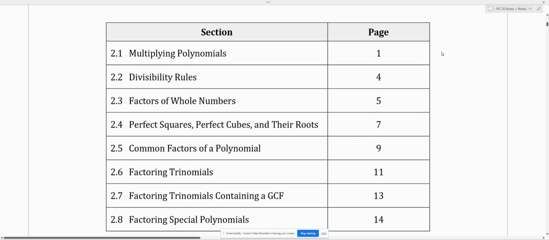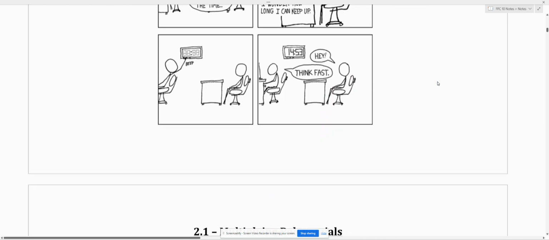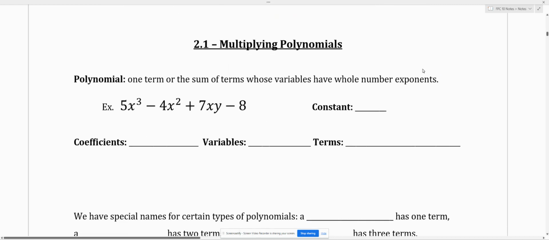This is a larger unit than last. We do have 8 sections. Some are a lot smaller than others, especially like 2.2, the divisibility rules. So let's just jump right into 2.1, multiplying polynomials, which is essentially just going to be review of Math 9. So let's bring it back.